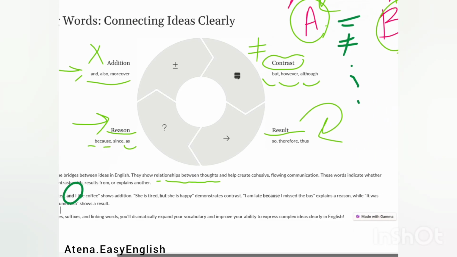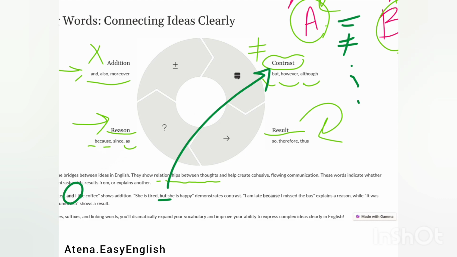Look at the next one. She is tired, but she is happy. So in here, but is showing a contrast here. And look at the next one. I'm late because I missed the bus. Here we use because and we are showing the reason. Because I missed the bus, I'm late. Here we are explaining a reason.